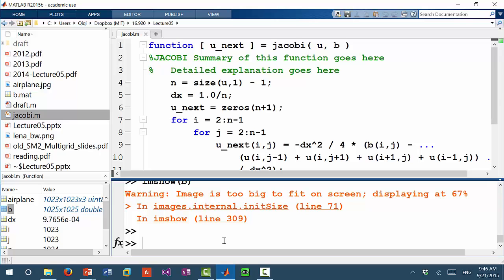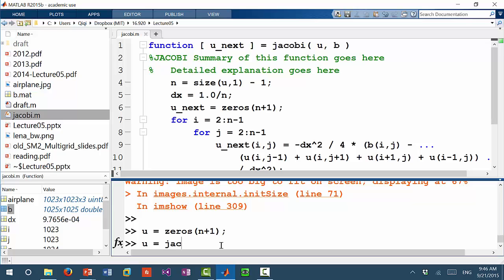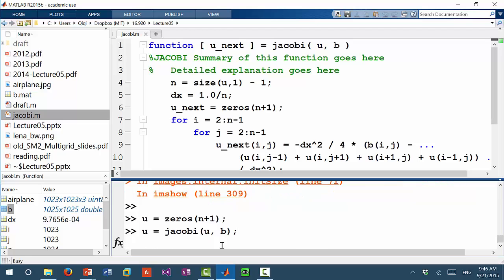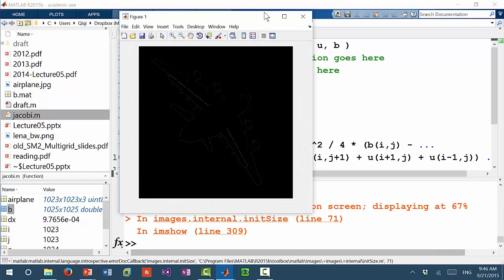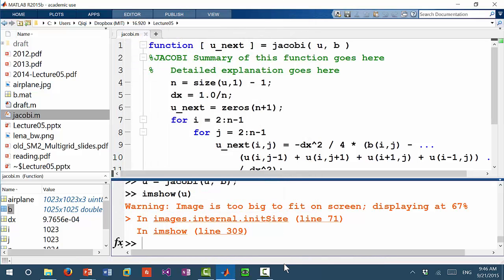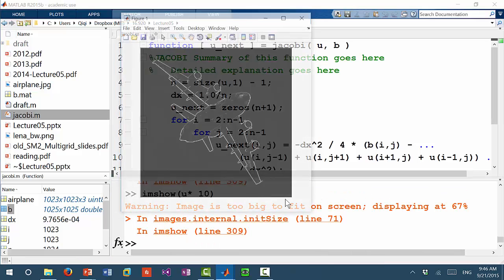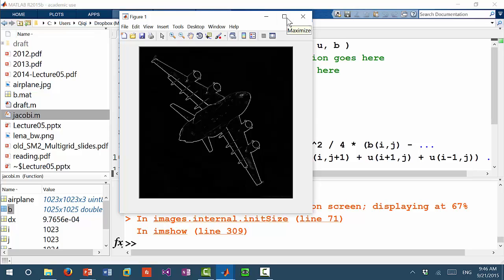If I have an initial guess of zeros, I say u is equal to Jacobi of u and b. I performed one iteration. Here's one iteration, here's another iteration, here's another iteration. That's the good thing about a function. Let me look at u. You don't see anything, so let me boost it up times 10. Again, we see a contour of this.